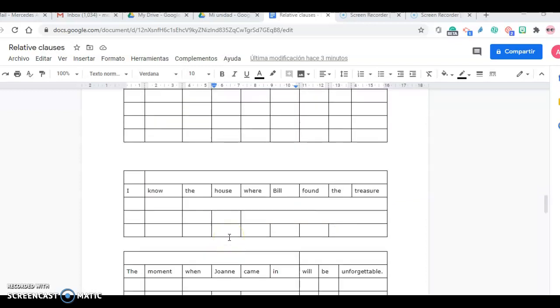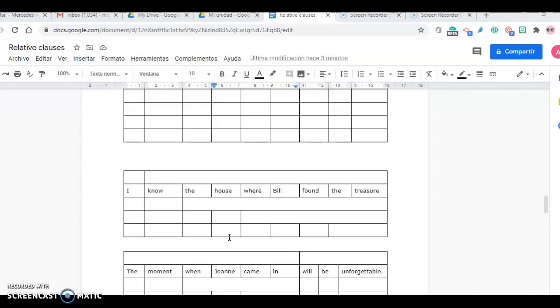I know the house where Bill found the treasure. So, I is the subject, personal pronoun in the subjective case or nominative case. The rest is the predicate. Know is a monotransitive verb. The rest is the direct object, noun phrase. The head of this noun phrase is house. The is a pre-modifier, definite article. And where Bill found the treasure is a post-modifier defining relative clause.